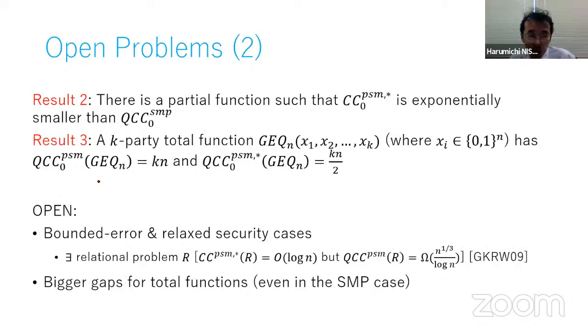And our second and third results concern the difference between shared entanglement and shared randomness cases. Of course, these results are also for the exact case. So the bounded error case and the relaxed security case are open. And a bigger gap for a total function is also open, which is open even with no security, the SMP case.